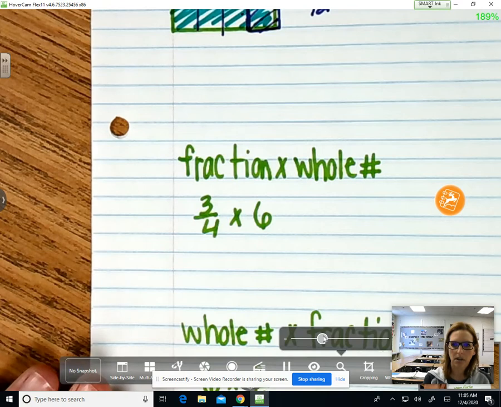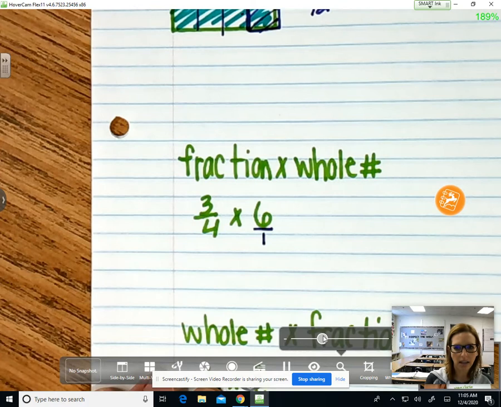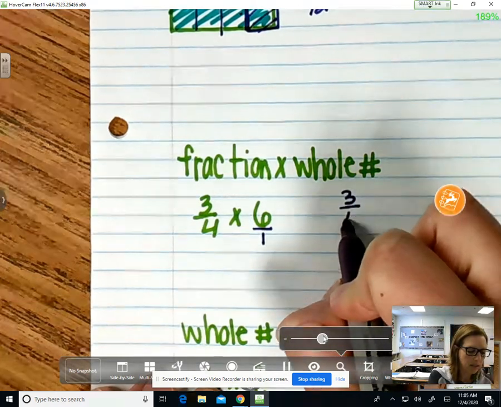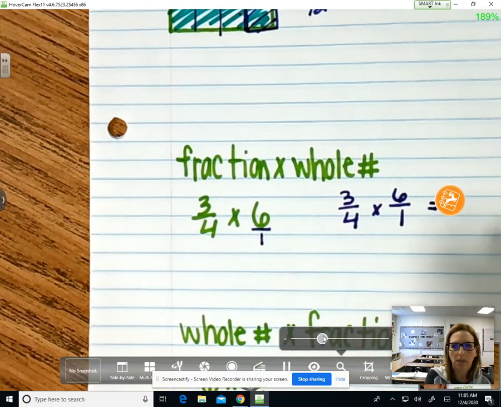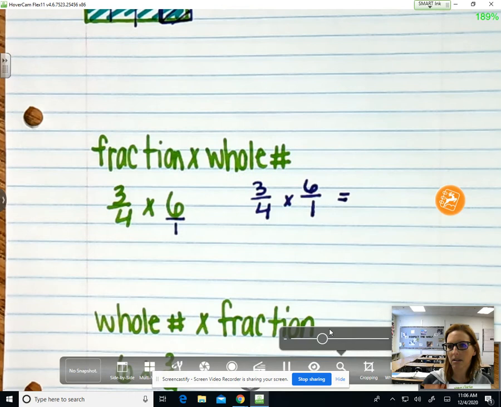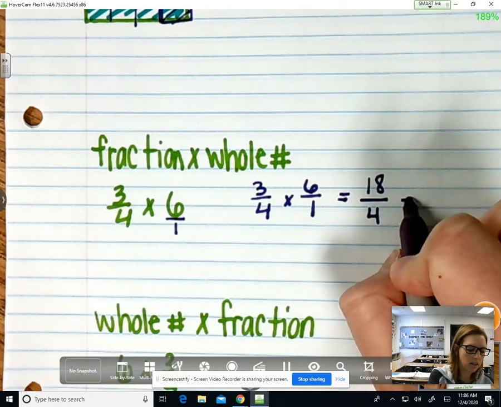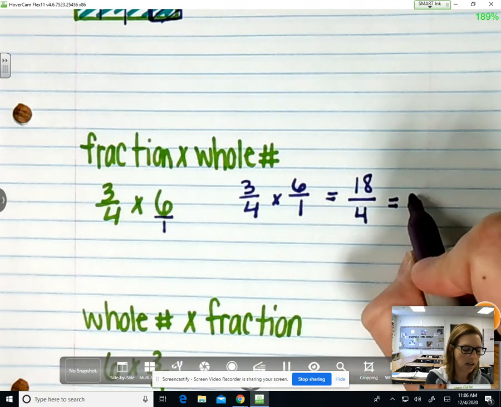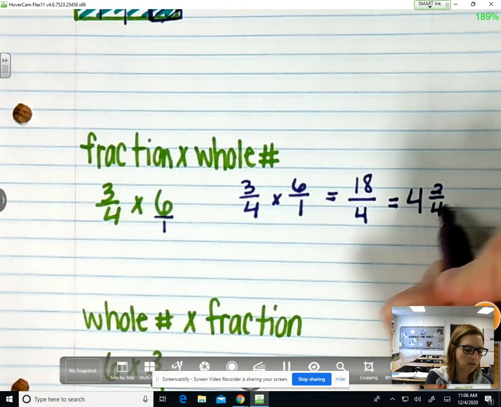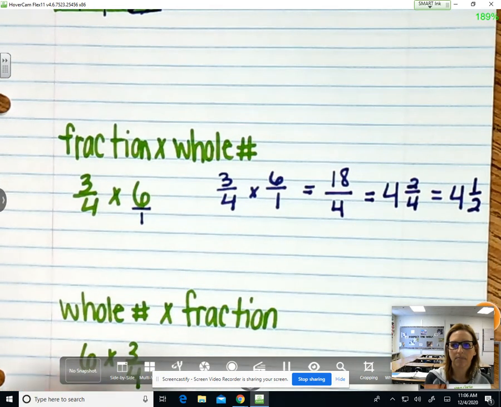When you have a whole number, you need to put that whole number over 1. Sometimes students do this. I like to rewrite the problem so that I can keep my digits across from each other. Then I'm going to multiply 3 times 6 is 18. And 4 times 1 is 4. I have an improper fraction, so I'm going to change that. 4 fits into 18 4 times. I have 2 left over, and then that can be simplified to get my final answer.